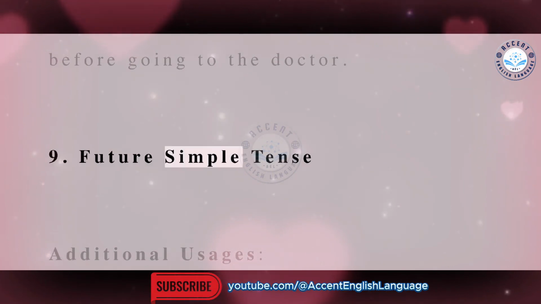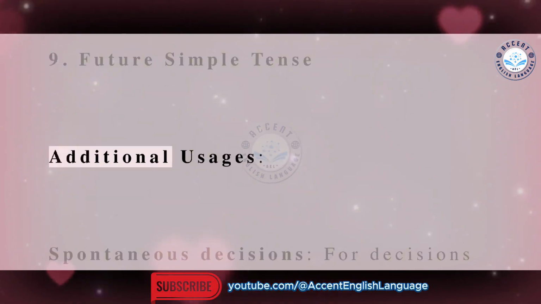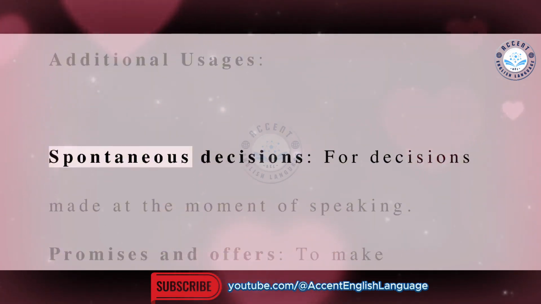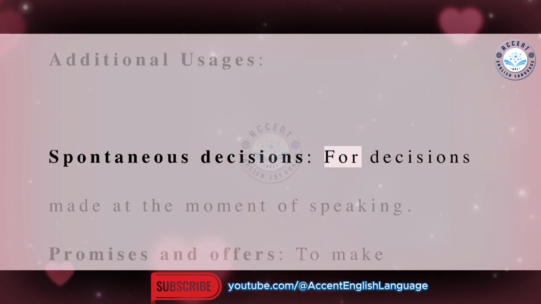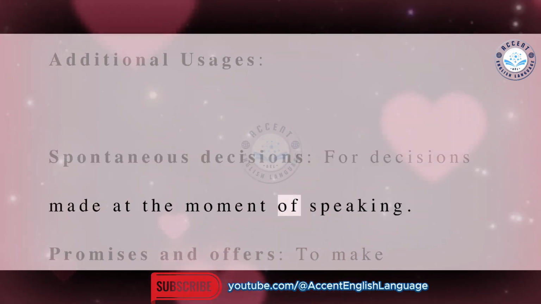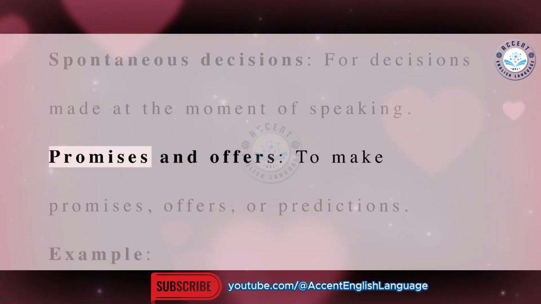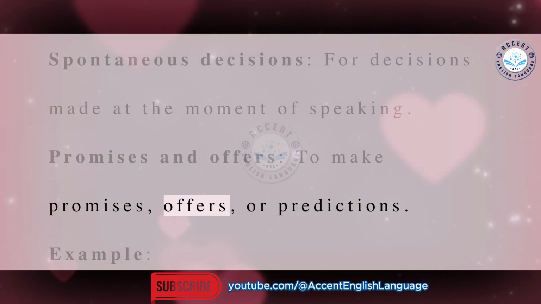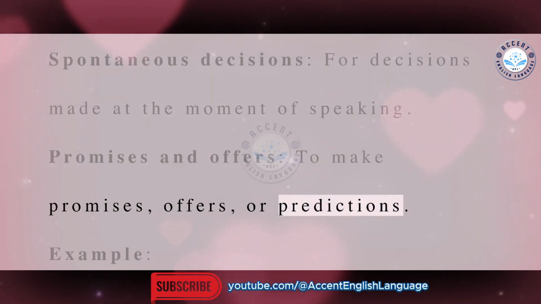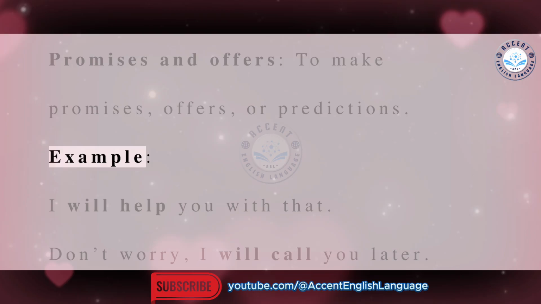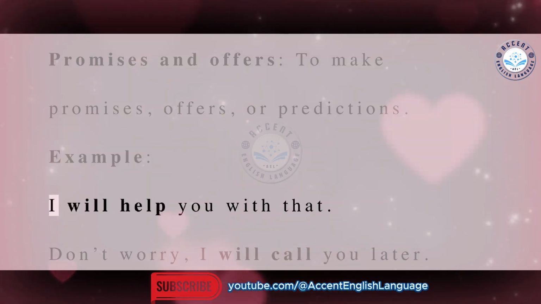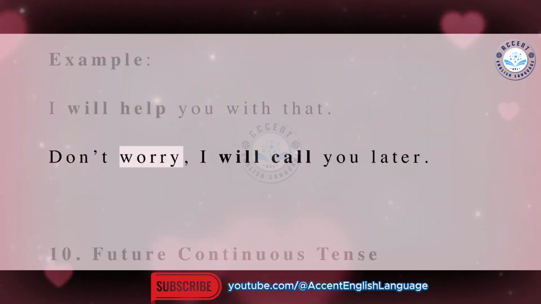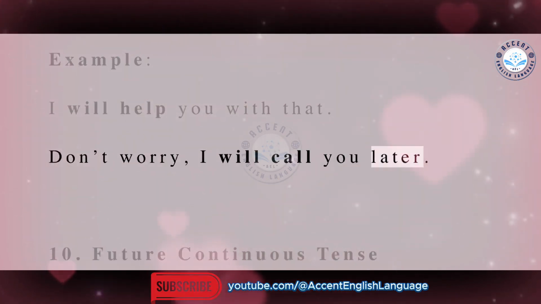9. Future simple tense. Additional usages. Spontaneous decisions, for decisions made at the moment of speaking. Promises and offers, to make promises, offers, or predictions. Example: I will help you with that. Don't worry, I will call you later.